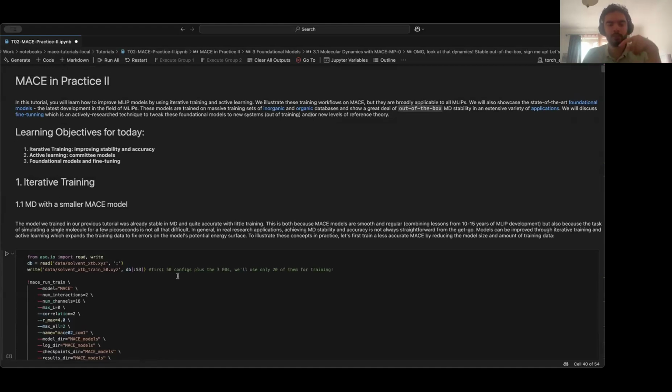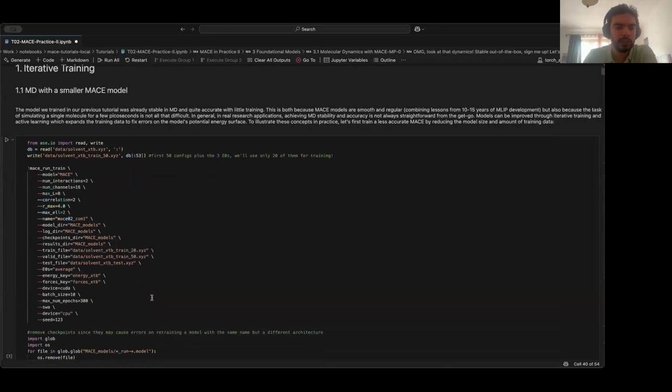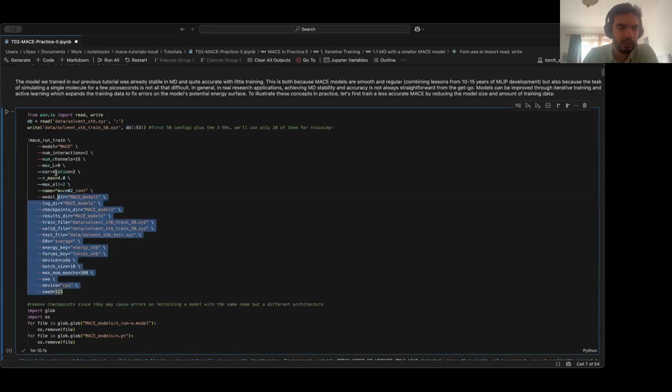So this is the iterative loop that I discussed earlier, where you train on an initial database, and then you do some simulation, and then you train on some of the evaluated points of your simulation and go again to get a new generation of models. And the reason why I want to show that now is because here you have the command to use, mace run train.